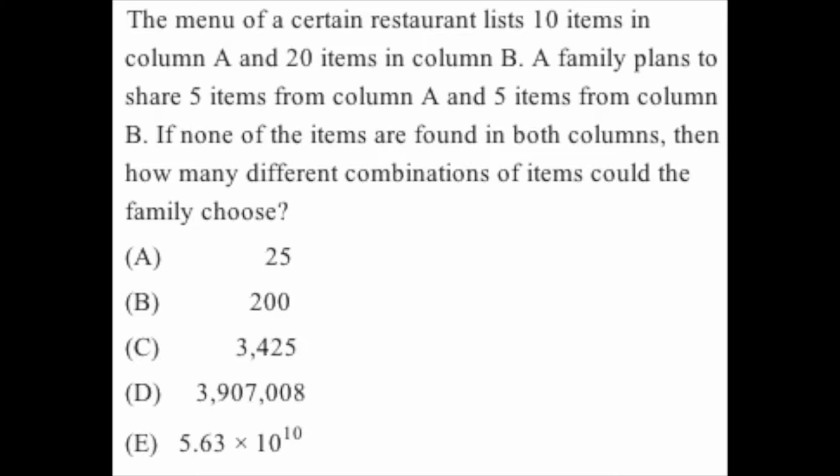The menu of a certain restaurant lists 10 items in column A and 20 items in column B. A family plans to share 5 items from column A and 5 items from column B. If none of the items are found in both columns, then how many different combinations of items could the family choose? A, 25, B, 200, C, 3,425, D, 3,907,008, or E, 5.63 times 10 to the power of 10.